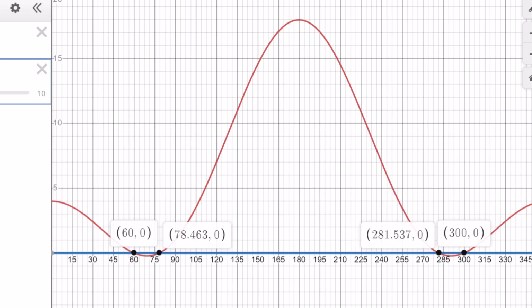And here in Desmos, we can verify those solutions graphically. I've sketched a graph of y equals 10 cosine squared x minus 7x plus 1, and a graph of y is equal to 0. And we can see that the two curves intersect each other at 60 degrees, 78.46 degrees, 281.54 degrees, and 300 degrees.